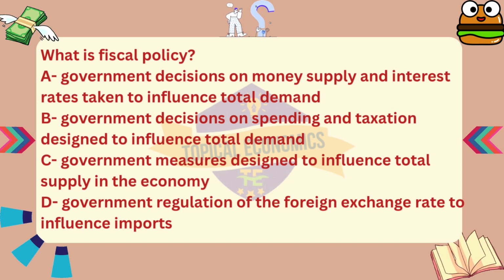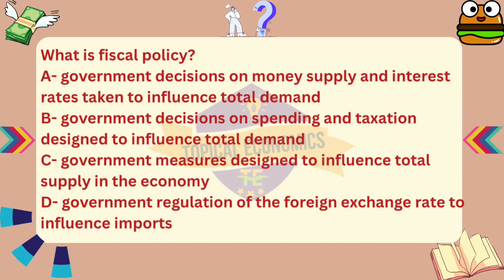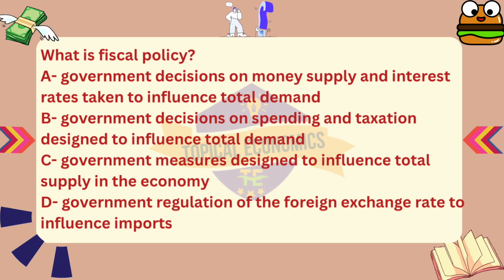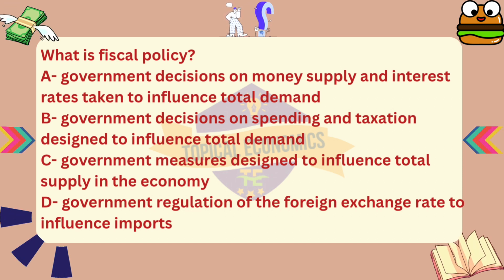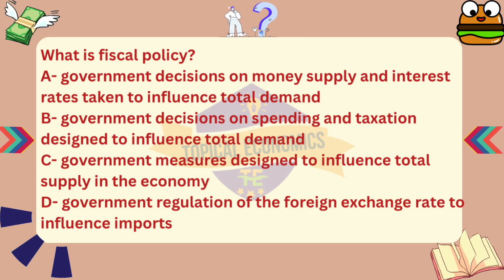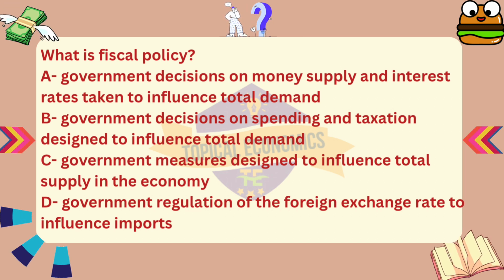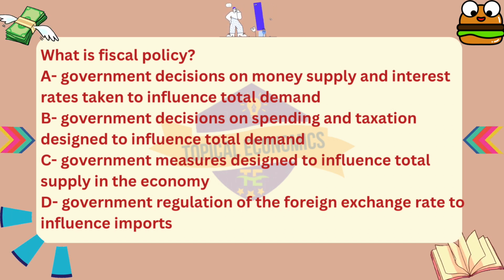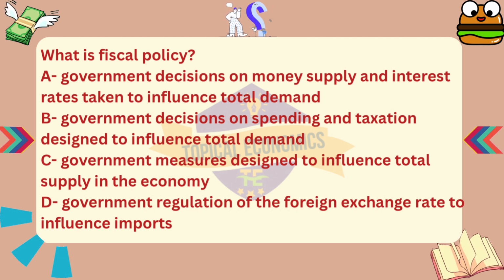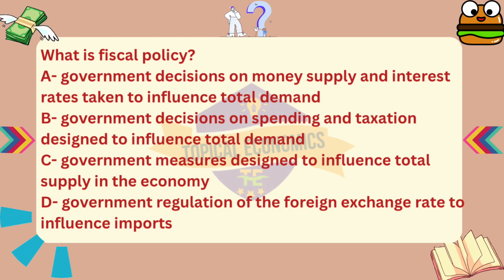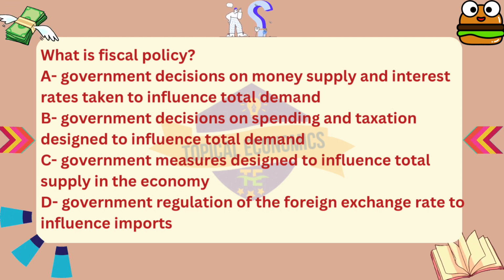Fiscal policy refers to the use of government spending and taxation decisions to influence the overall demand for goods and services in the economy. By adjusting tax rates and government expenditure, a government can either stimulate or slow down economic activity. For example, increasing government spending or cutting taxes can boost demand and economic growth.